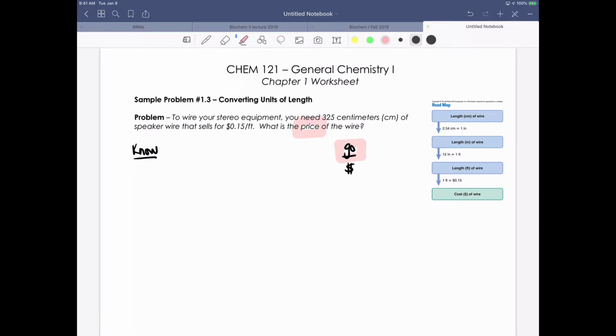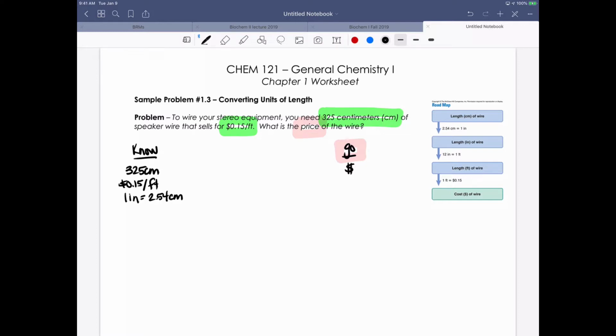When we think about information that's given to us to start with, there are a couple pieces of information. We know that 325 centimeters of wire is required, and we know the cost of that in terms of dollars per foot. So that's two pieces of information. We know that we have 325 centimeters, and we know that it costs 15 cents per foot. Now there are some other pieces of information that would be given to you, some English to metric conversions, for example, 1 inch being equal to 2.54 centimeters. That's a piece of information that would be given to you.